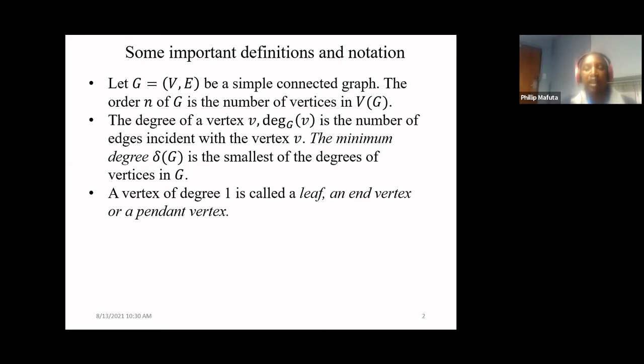Generally, a loop is an edge that joins a vertex to itself. We say a graph has multiple edges if there exists a pair of vertices that have at least two edges joining them. Here we are considering graphs that have neither multiple edges nor loops. So those are simple graphs. A graph is connected if there exists an x-y path for all x and y in the vertex set of G. The degree refers to the number of edges incident with the vertex v. As you can see in this diagram, W1 is of degree one. A vertex of degree one is called a leaf vertex, an end vertex, or a pendant vertex.